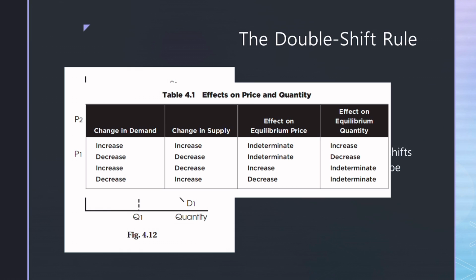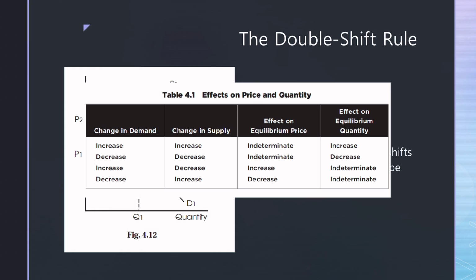But what if the demand increases and supply decreases? Then the quantity will be indeterminate, and the equilibrium price will increase. Vice versa, quantity will still remain indeterminate and equilibrium price will decrease.